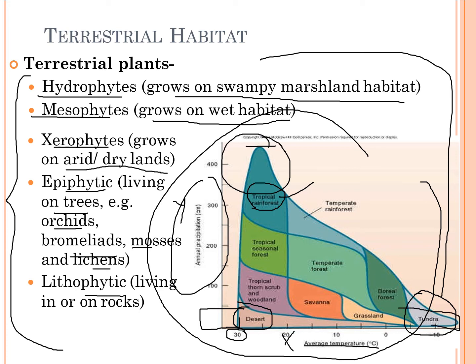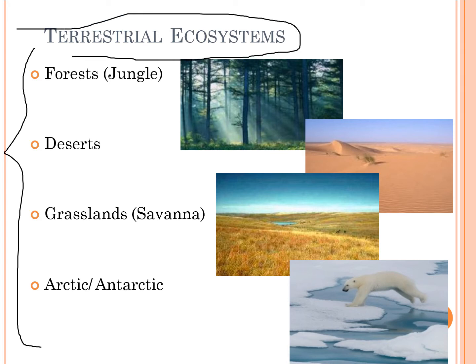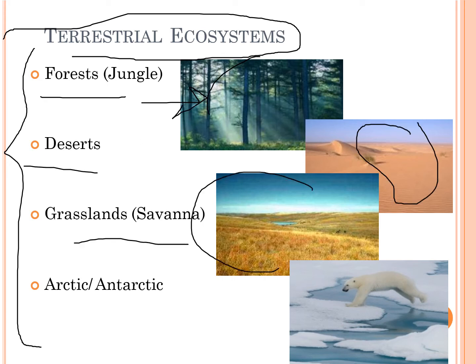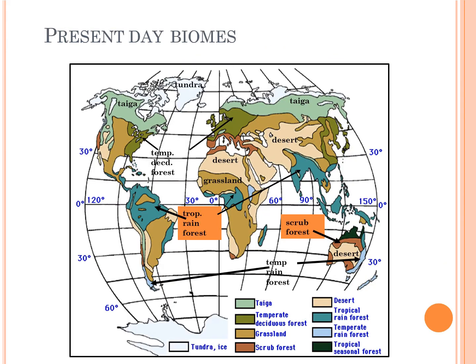All right, so moving on, we have four important types of ecosystems under terrestrial habitats, which are the forests. So here we have the picture for forest as well. We have deserts. Here we have the desert picture. We have the grassland, which is the savanna, and the Arctic or the Antarctic region, which comprises all of the frozen regions. So this is the present day biomass.